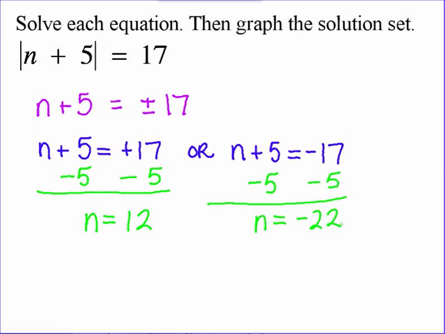Now notice what it says. It says then graph the solution set. So I'm going to have a number line here. On my number line, I'm going to have a 0, and then I'm going to have a 12. So 2, 4, 6, 8, 10, 12. I'm going to go by 2s. So this is going to be all the way out at 12. And then 2, 4, 6, 8, 10, 12, 14, 16, 18, 20, 22. Wow, just squeeze that one in. Okay, and so here's my dot right here. Here's my dot right here. And there you go.